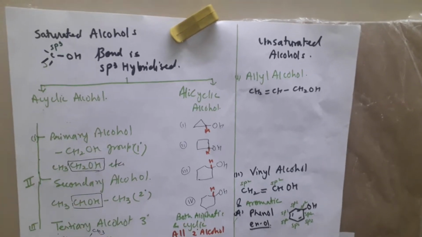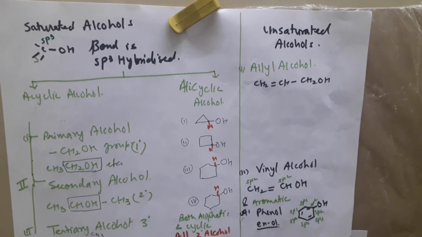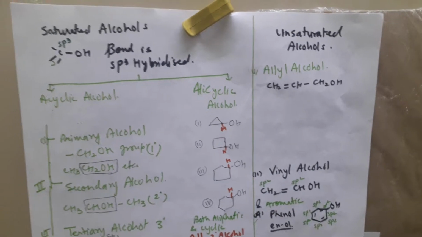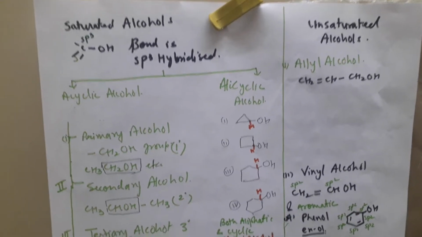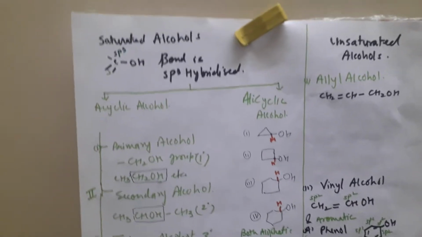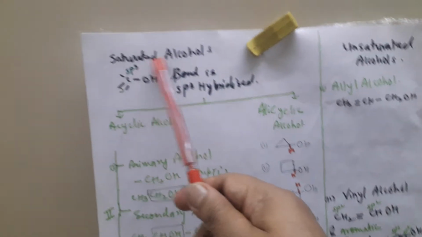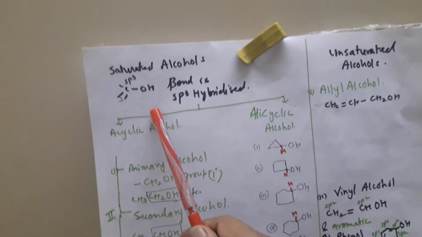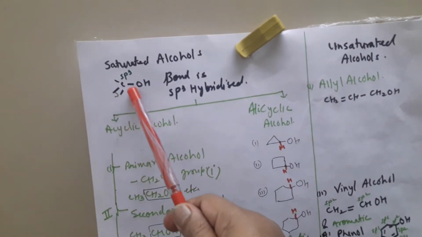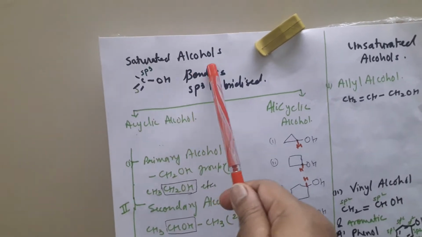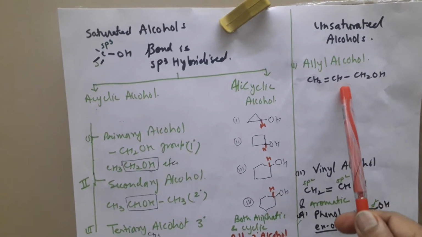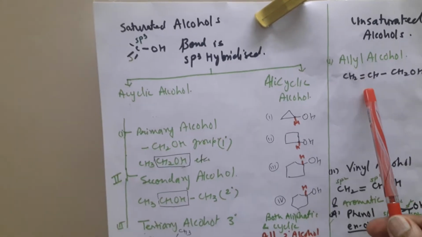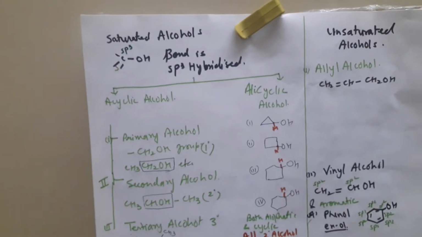Hello students, today we'll discuss alcohols, types of alcohol, allylic alcohol, benzylic alcohols, primary alcohol, secondary alcohol, everything. There are two types of alcohol depending on saturation. If the OH group is attached to an sp3 hybridized carbon, we call it saturated alcohol. And if the OH group is attached to an sp2 hybridized carbon, then we call it unsaturated alcohol.